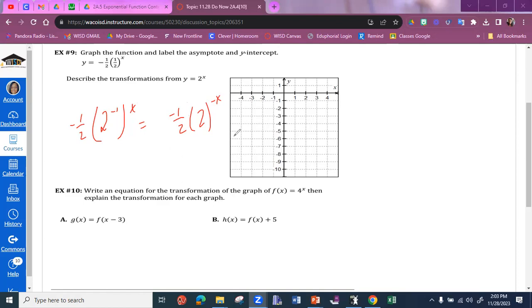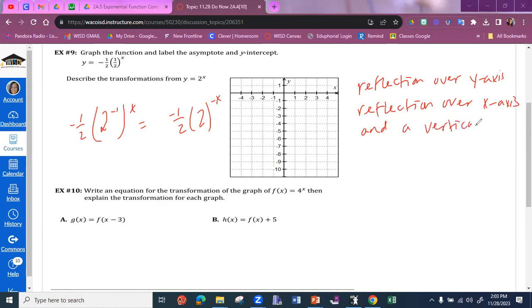It was reflected over the y-axis. Do we see that? Because of the -x. So we have a reflection over the y-axis. And then we have a reflection over the x-axis and a vertical shrink by 1/2, I'm sorry.